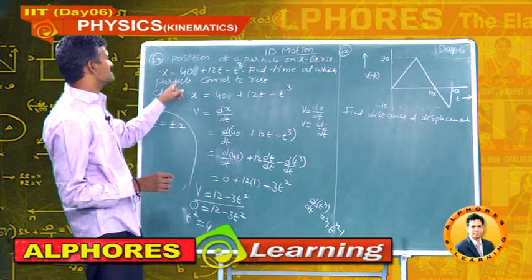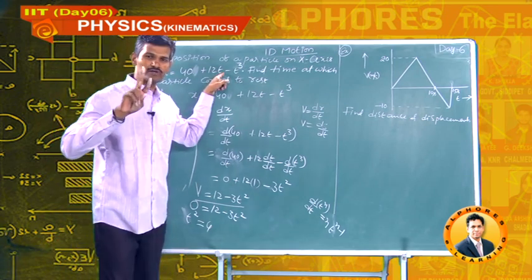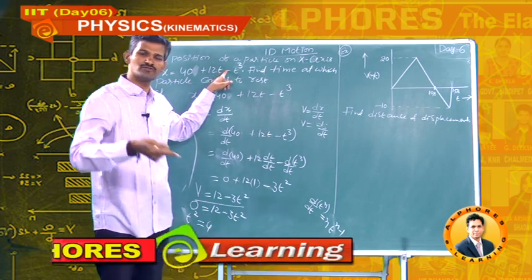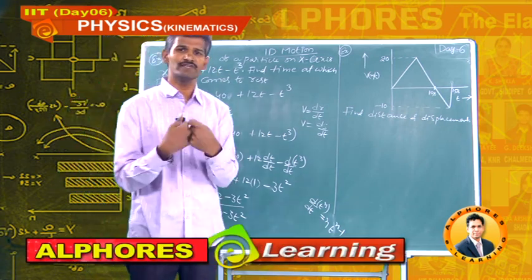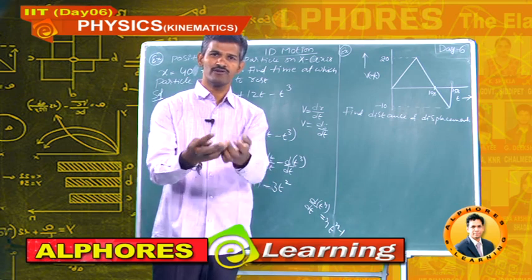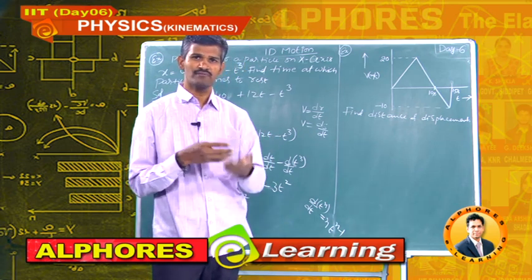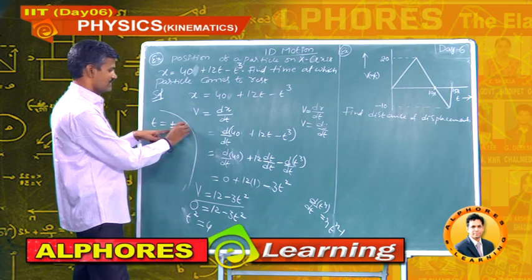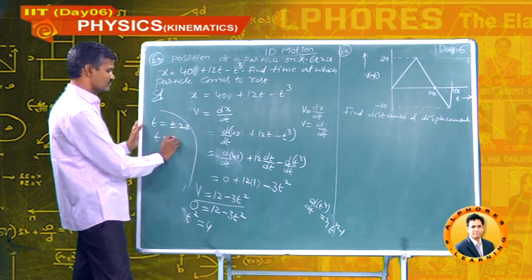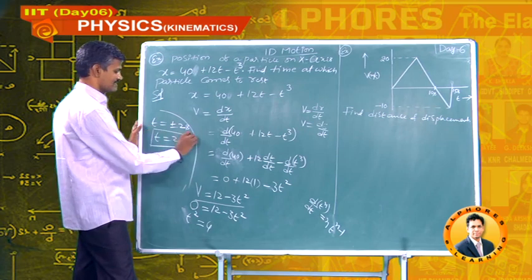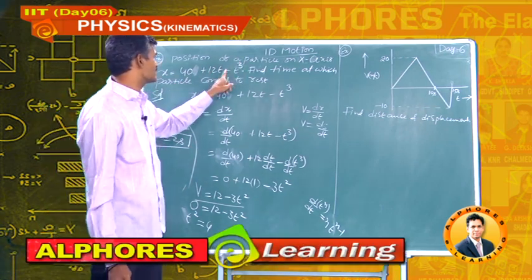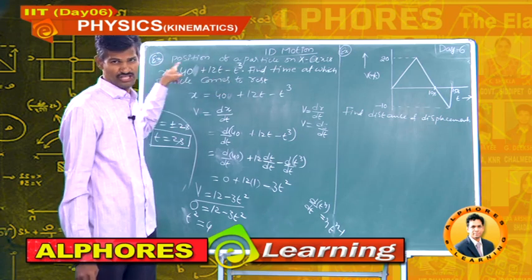So this particle comes to rest 2 times, at t equal to minus 2 seconds and at t equal to plus 2 seconds. Generally, time is always positive. We can move in the forward direction in time, not the backward direction. So minus 2 is not acceptable. So t equal to 2 seconds is the right answer. At t equal to 2, this particle's velocity becomes 0 if it follows this equation. Okay.